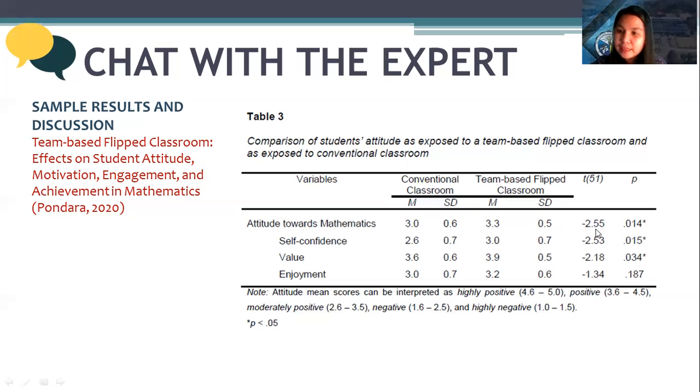Ma'am, where will I get the t(51) results? I'll show you in the SPSS once you have your data. Then the p-value. Remember how we interpret the p-value? If the p-value is less than 0.05, then there is a significant difference. It means they are different.